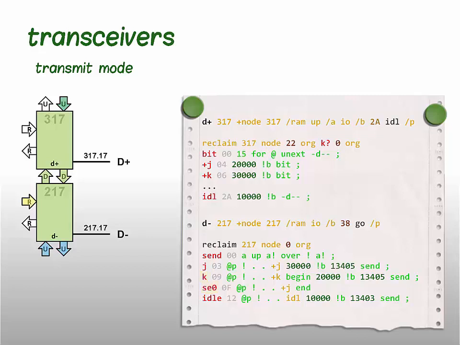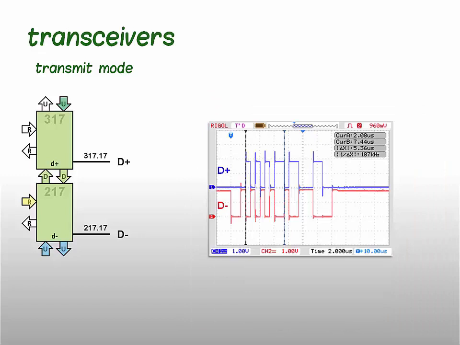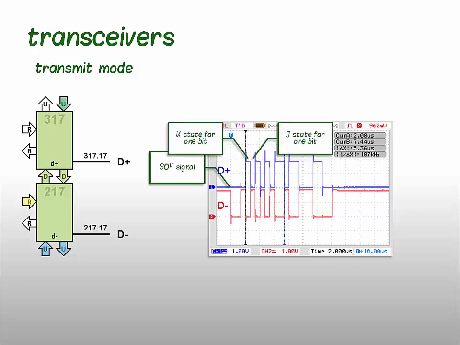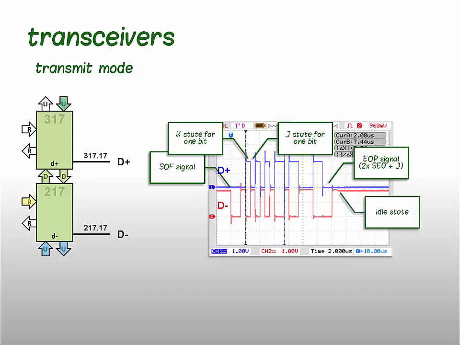Finally, we have word idle, which calls idle in node 317, and both set GPIO pins in weak pull-down mode. Then we set in direction of the bus. Here we have an example of waveform generated by the transmitter. We can see a start of frame signal, 1 bit K state, 1 bit J state, and end of packet signal composed of 2 single-ended 0 states followed by 1 J state. At the end of J state, we can distinguish beginning of idle state.